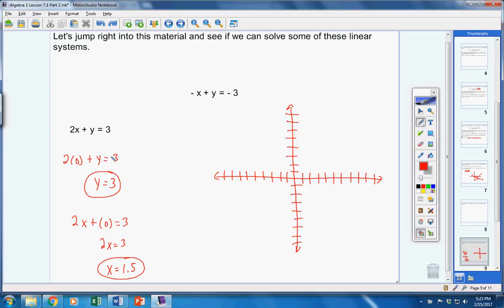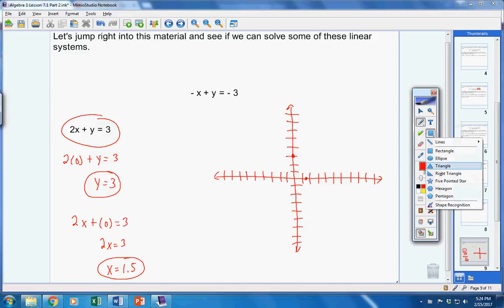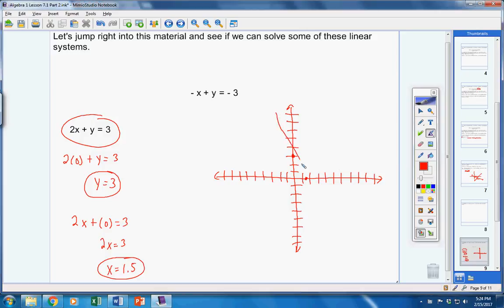Let's go ahead and graph this linear equation. The y-intercept is 3. The x-intercept is 1.5. And right here. And here we go. We'll try to sketch this line the best that we can. I think I will use my shape recognition here to help me out a little bit. That's pretty good, not too bad. Slide over just a bit, and that'll have to do. Okay, so there we go. So there's my line. X-intercept 1.5, y-intercept 3.